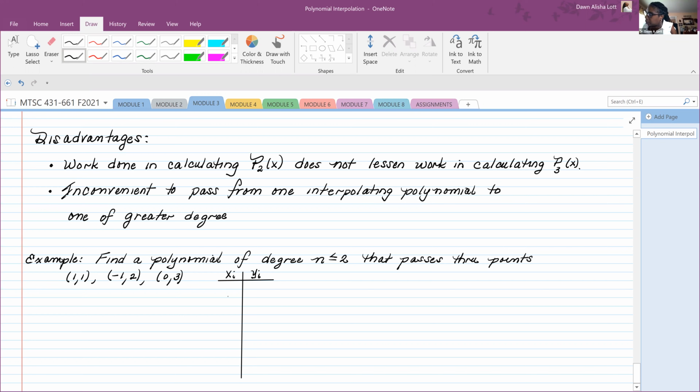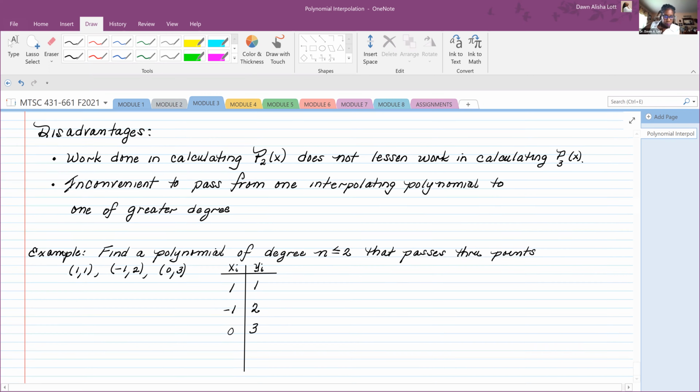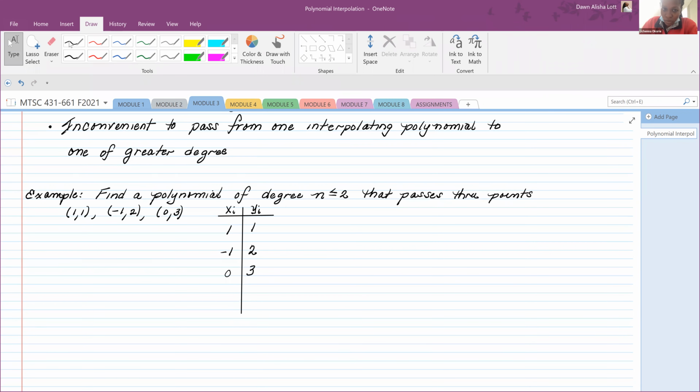So we get 1, negative 1, 2, and then we're going to get 1, 2, 3. Something's wrong. 1, negative 1, 0. And then 1, 2, 3. Okay. So this is actually rather easy.